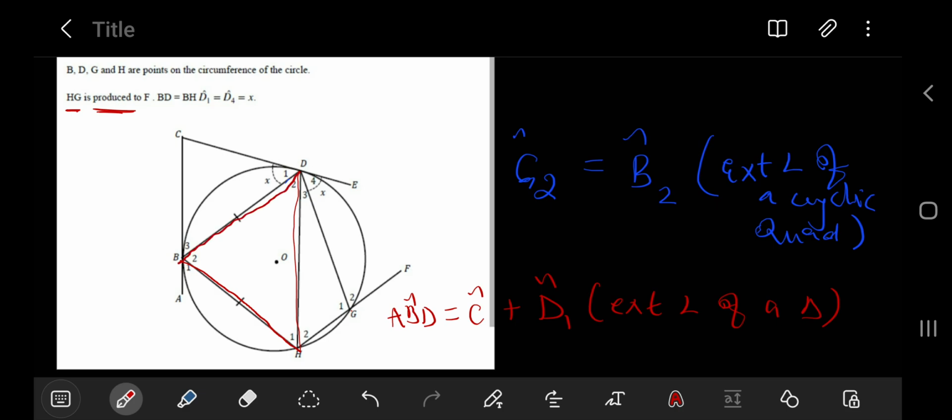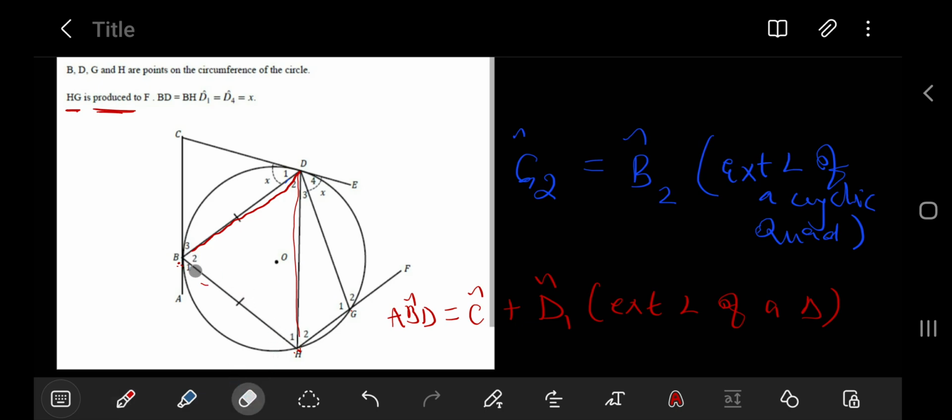Is there any line that is produced in this triangle? BH is not produced to anything, right? It starts here and it ends here. HD is not produced to anything, right? BD is not produced to anything. So we cannot have an exterior angle theorem on this one, right?